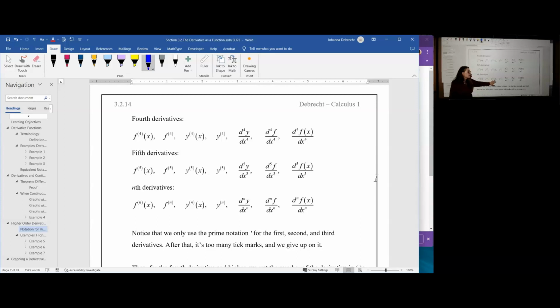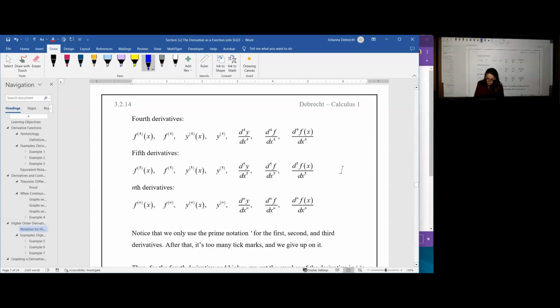Here I've represented any arbitrary higher order derivative using n as the derivative. Notice when we don't use Leibniz's notation, it must be in parentheses, but in Leibniz's notation, it does not.